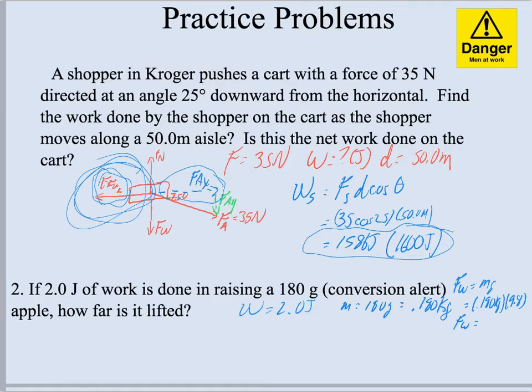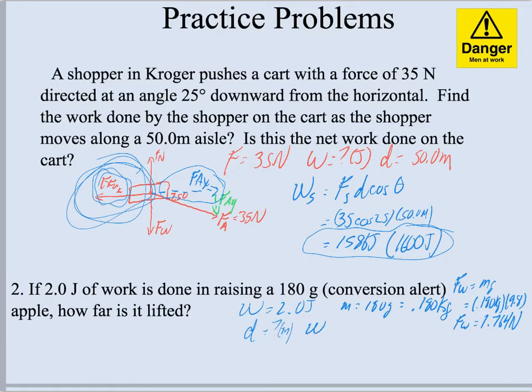So our weight is 1.764 newtons. That's how much the apple weighs, 1.764 newtons. And they want us to figure out how far. So they want us to find distance, and that'd be in meters.